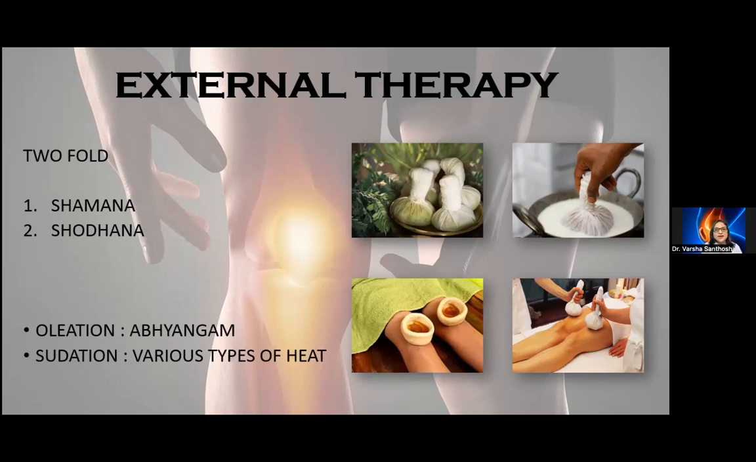Let's go back to the previous slide. I've shown these various kinds of boluses that are tied, right? Sometimes you put a dry powder into that bolus, depending upon the condition. If there is ama or something, you just give a dry heat. Sometimes you need nourishment for the joint, so we have a special rice that's cooked in milk, and that heat is given. And sometimes fresh herbs are also used. Let's go ahead.